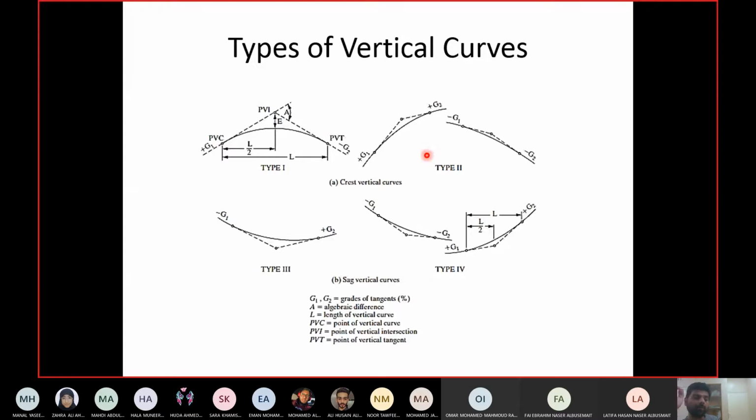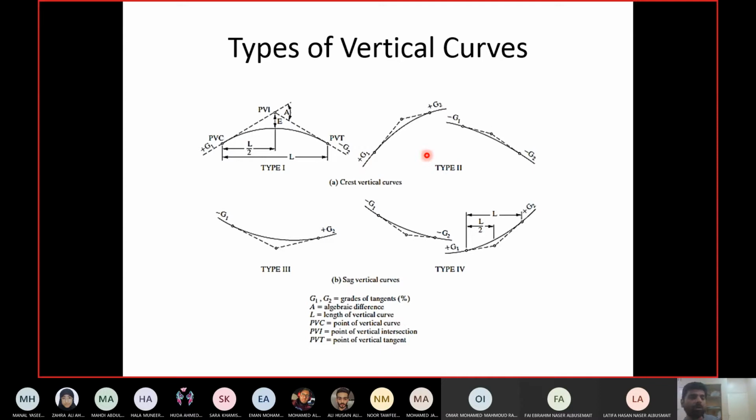Then sag curve type 3, type 4. Type 3 is when you are going from negative gradient to positive gradient. And type 4 is again similar to type 2, when you are going from negative gradient to negative gradient, or when you are going from positive gradient to positive gradient. So this will be type 4 for sag curve. Now, how to identify the types? If you have a sketch like this in front of you, it's very easy, right?